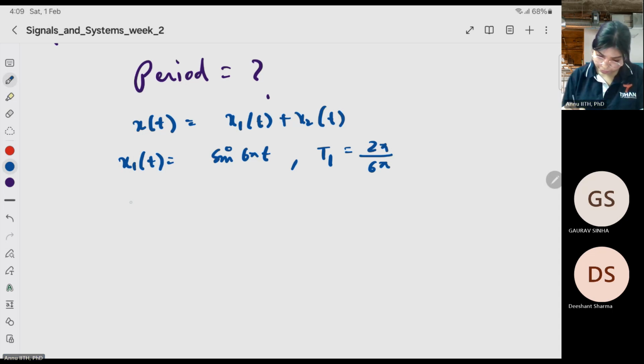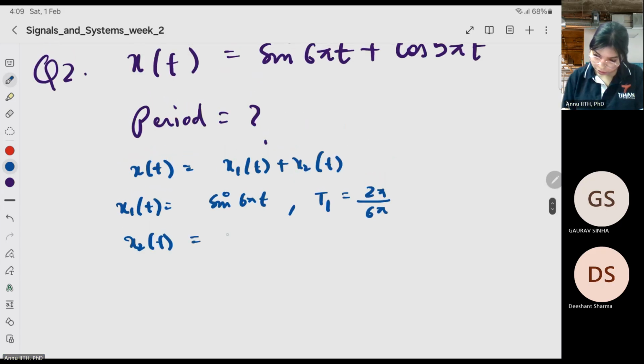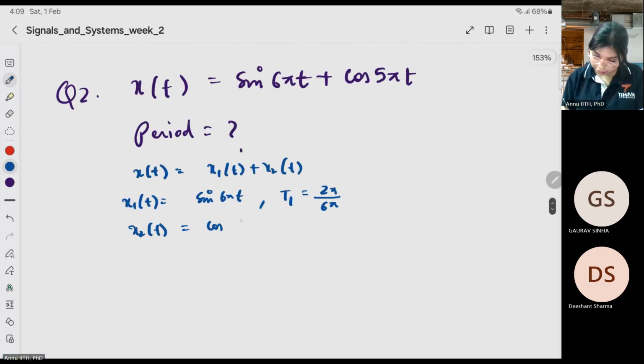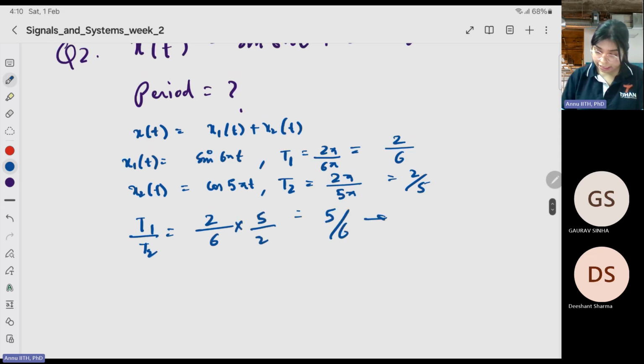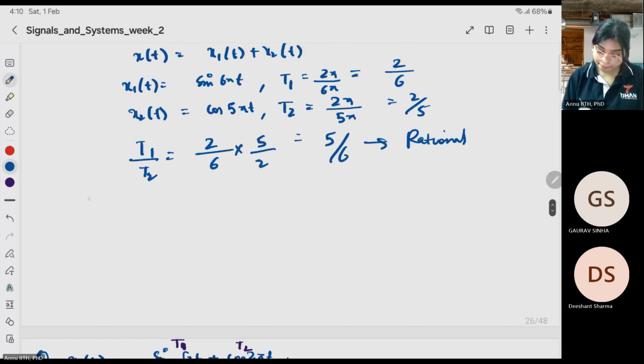Now x2(t) has cos 5 pi t. Now T2 is 2 pi by 5 pi. This is 2 by 6, this is 2 by 5. Now T1 by T2 is 2 by 6 times 5 by 2. So 5 by 6. It is rational. So the first conclusion is that it is a periodic signal.